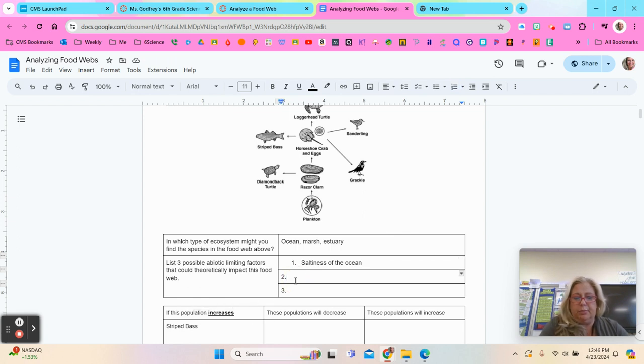Let's see what else could impact them. The amount of sunlight they get down in the water, how deep the water is. And then how about the temperature of the water? Remember how we learned that colder water is better able to absorb and dissolve gases. So water that's too warm would have a lot of trouble holding gas. So temperature. Okay, so it can be anything that could be limiting to these guys, but I wanted you to stick to abiotic things to focus on those.